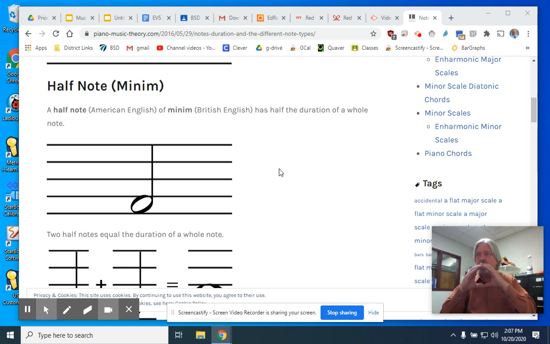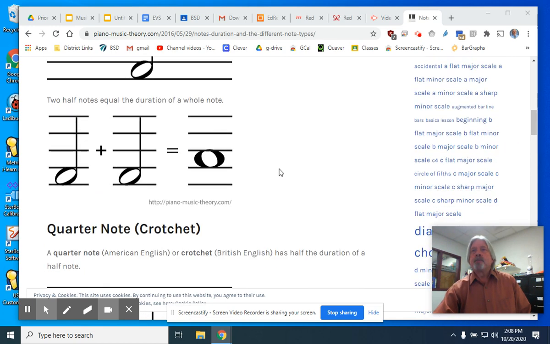Think about, like we talked about one time, a pie. If you cut that pie in half, you have a half note, or half a pie, or a minim, as they say in jolly old England. All right, so two half notes equal the duration of a whole note, as you can see right here. Again, let me point out the half note, two beats, half note, two beats can equal a whole note, four beats.